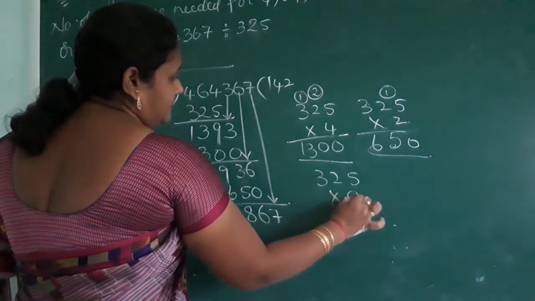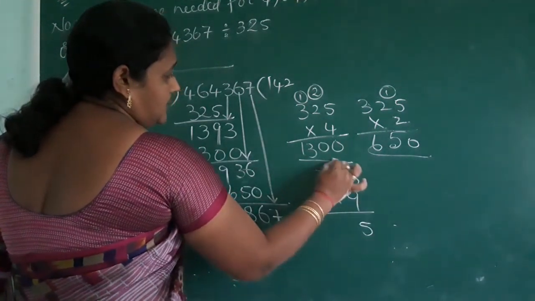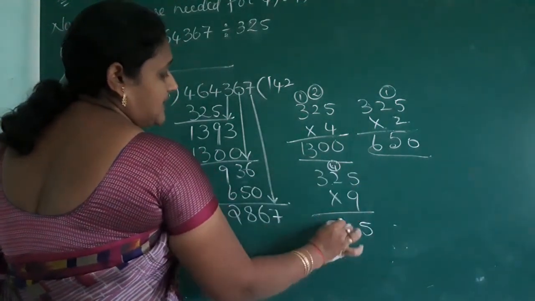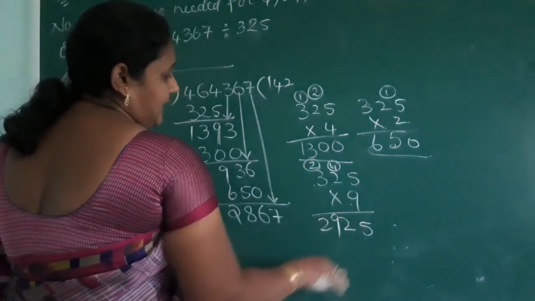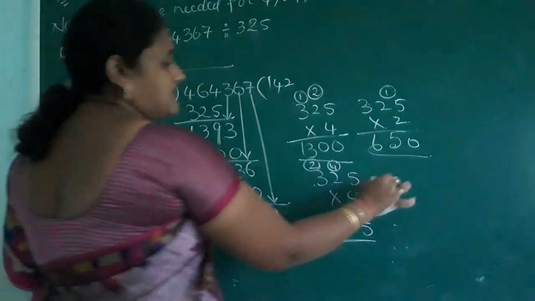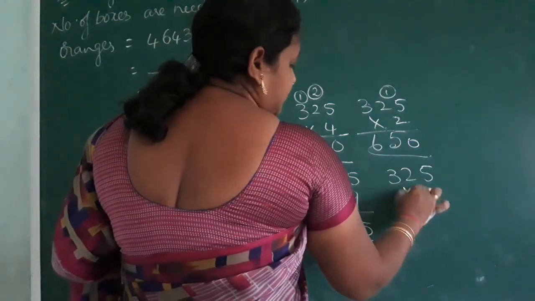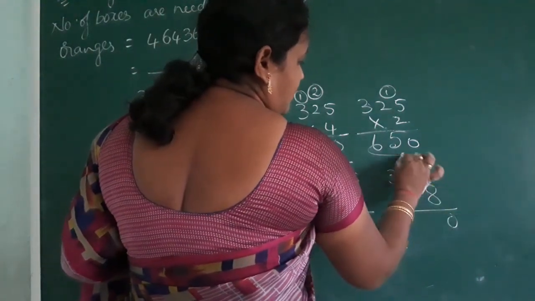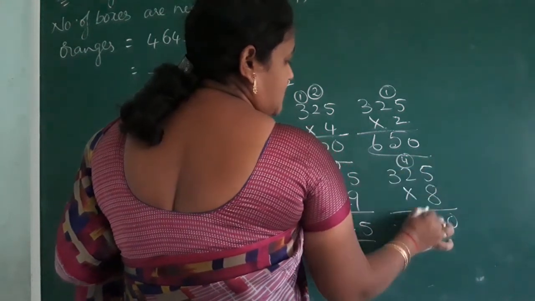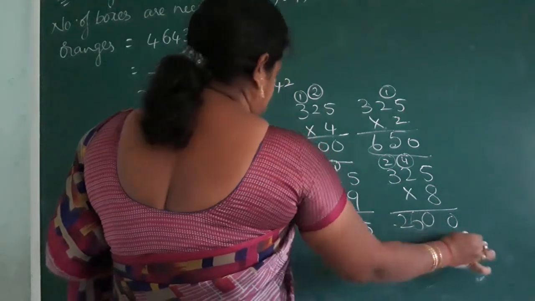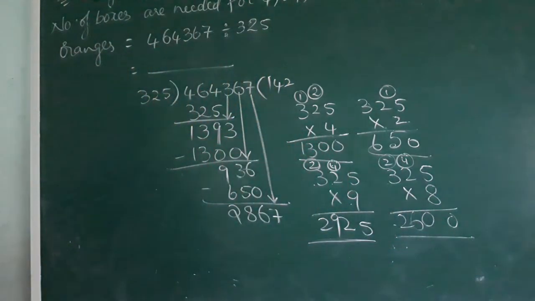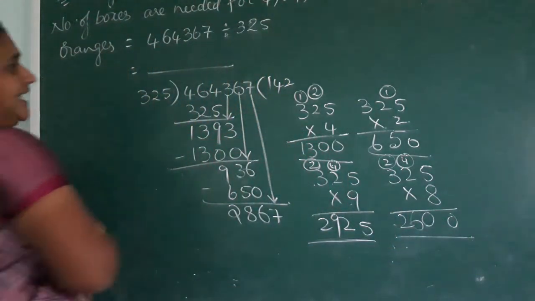325 into 9. 9 5s are 45. 9 2s are 18, 18 plus 4 is 22. 9 3s are 27 plus 2 is 29. It exceeds. So it may be possible for 8 times. 8 5s are 40. 8 2s are 16 plus 4 is 20. 8 3s are 24 plus 2 is 26. 2600. So how many times? 8 times.